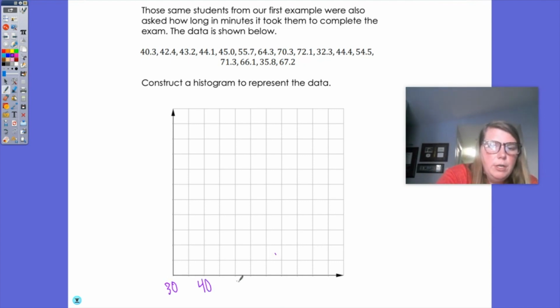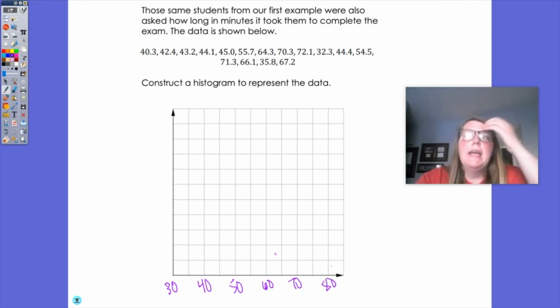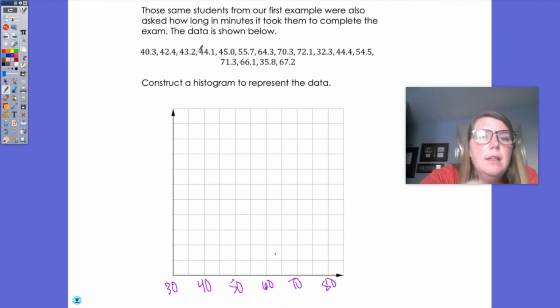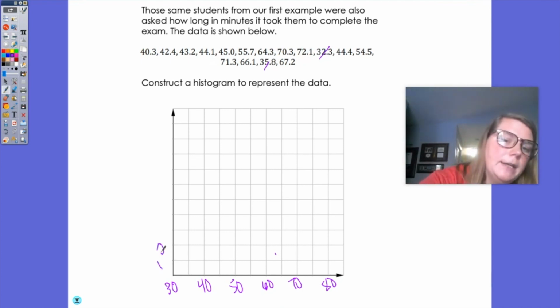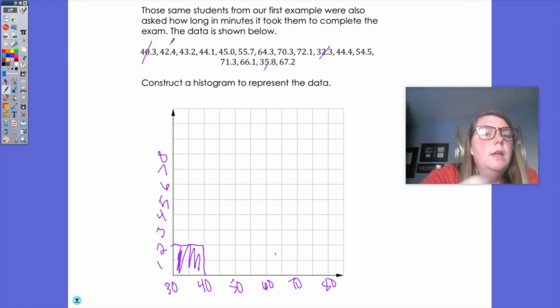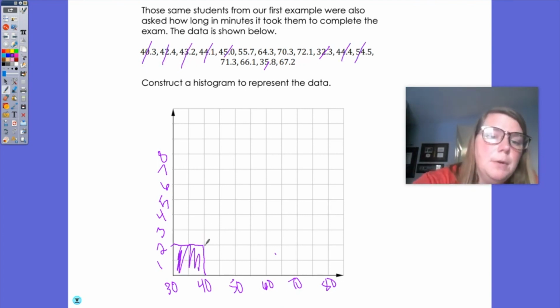I'll do 30 to 40, 40 to 50, 50 to 60, 60 to 70, and 70 to 80. So if we're looking at the 30s, this person studied 32.3 minutes, and this person studied 35.8 minutes. Again, I'll count up the side by 1, up the y-axis. So 2 people studied between 30 and 40 minutes. Between 40 and 50, 1, 2, 3, 4, 5, 6, 7 people. That's a lot.